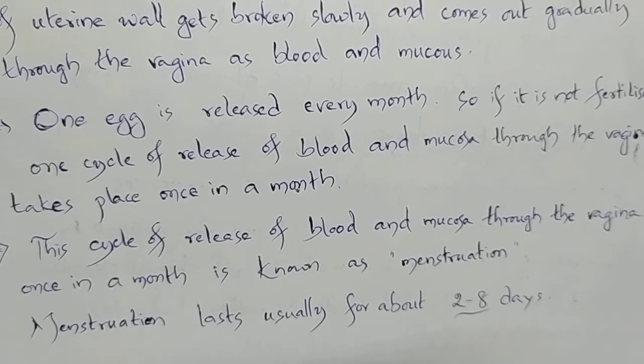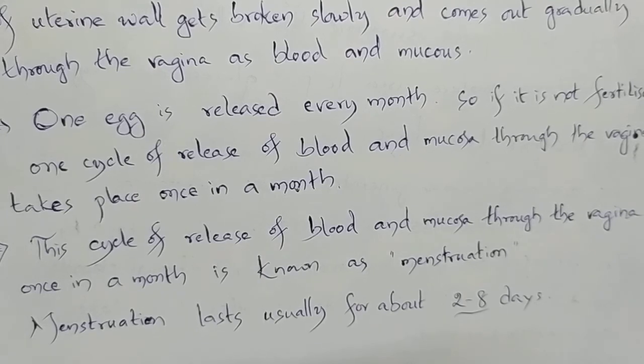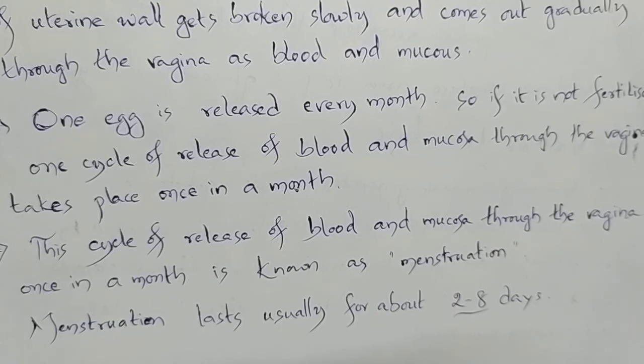Whatever it may be, the cycle of release of blood and mucosa through the vagina once in a month is known as menstruation. And menstruation usually lasts for about a period of 2 to 8 days, with respect to the woman's age and health status. In some women, it prolongs for a longer period, like around 5, 6, or 7 days. In some women, it is very short, like 2 to 3 days. Within 4 days itself, it will be completed. So whatever it may be, an average menstrual cycle lasts about 2 to 8 days.